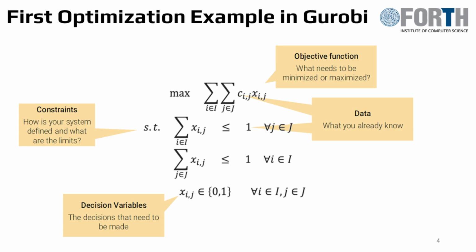Next, we look at the constraints. They define how the system is structured and what its limits are. Together, these specific constraints resemble a standard assignment type structure. Then we move to the objective function. In this example, we maximize the sum over i and j of Cij times xij. The objective answers the question, what needs to be maximized or minimized? Finally, the coefficients Cij are known parameters. They represent the value or benefit associated with assigning i to j. And along with the sets I and J, they are data we already know.